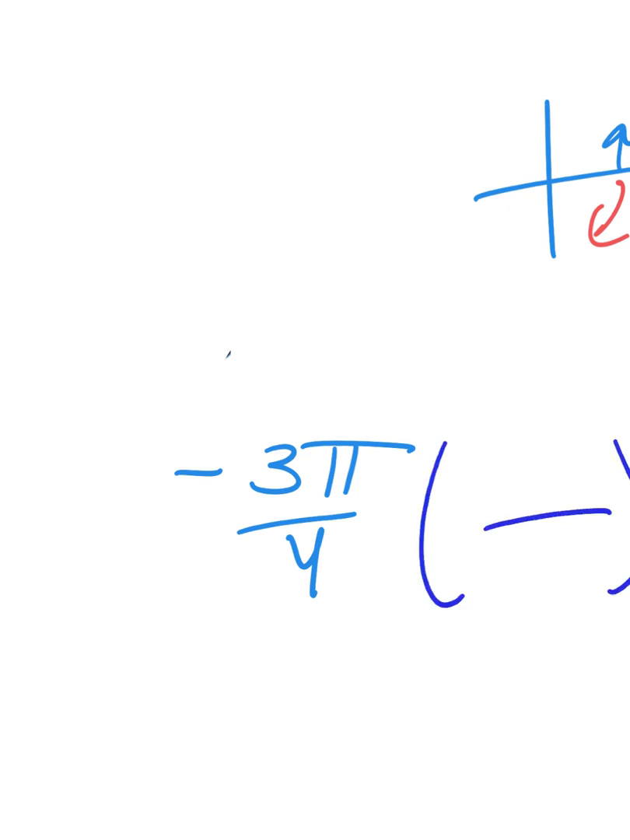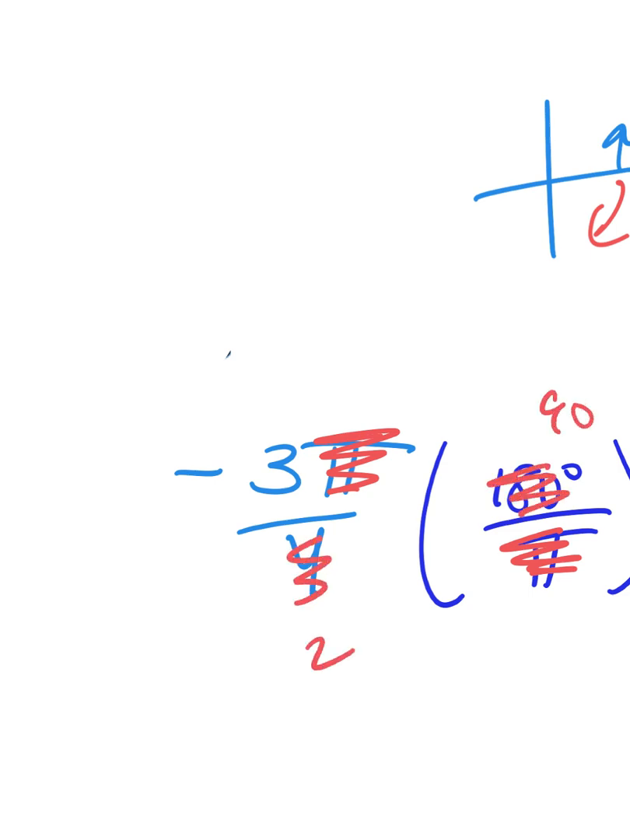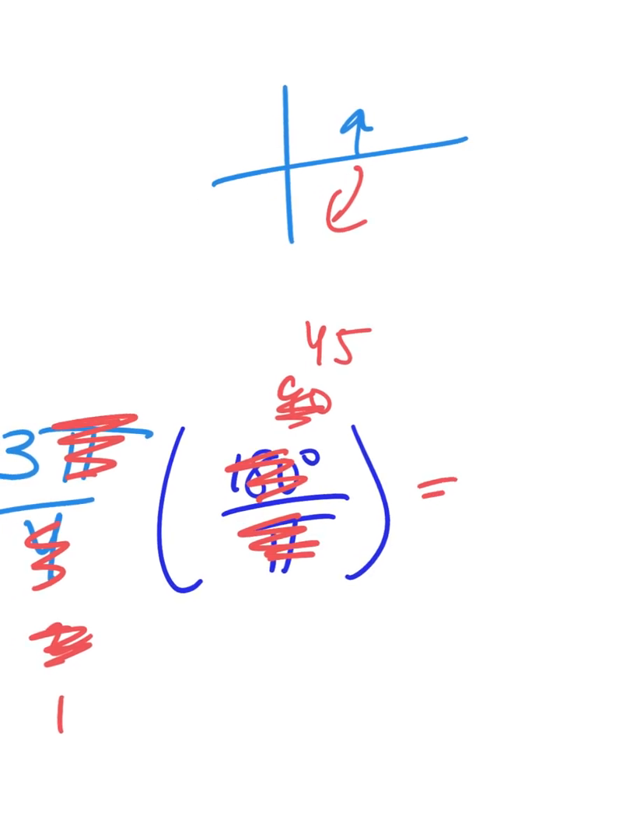Where does my 180 go and where does my pi go? 180 goes on top and the pi goes on the bottom because what do I want my pi's to do? Cancel out. So right away I see, okay, good, it did. Now, can I simplify? Yes. What can I divide both 4 and 180 by? 4. Okay, let's do 2. This becomes 90. What else? Again, this becomes 1. This becomes what, 45? So what is negative 3 times 45? Negative 135 degrees.